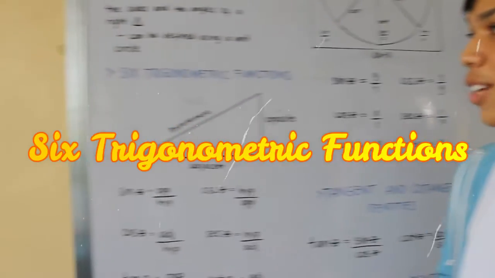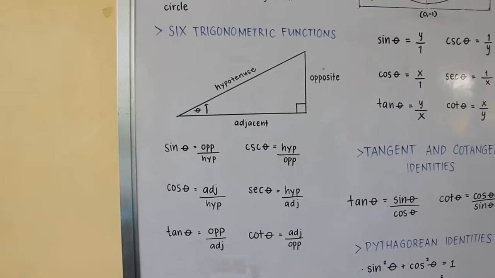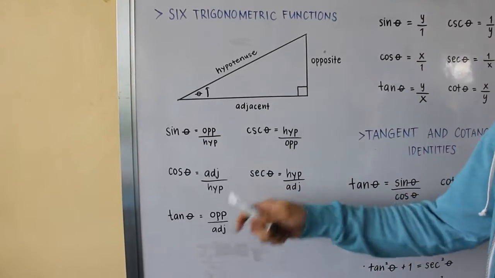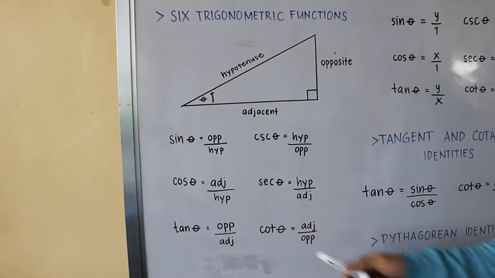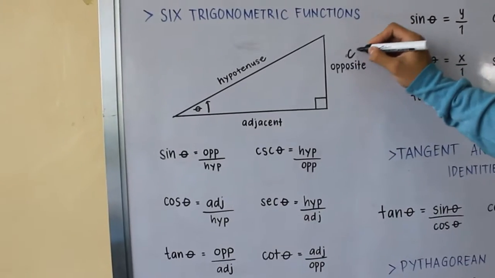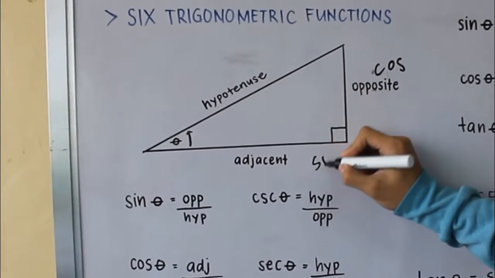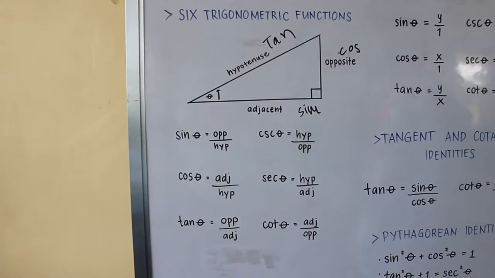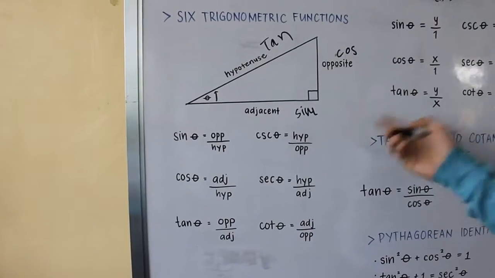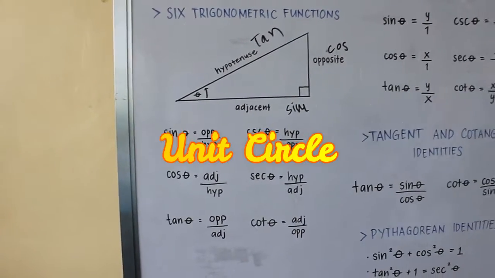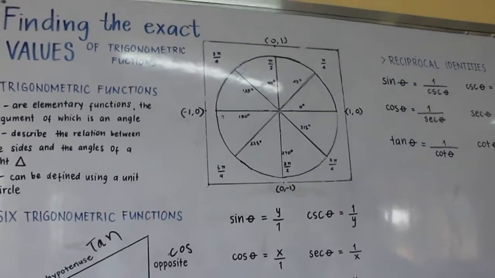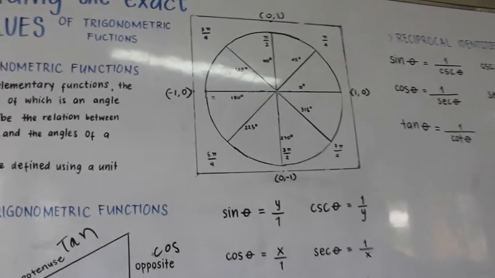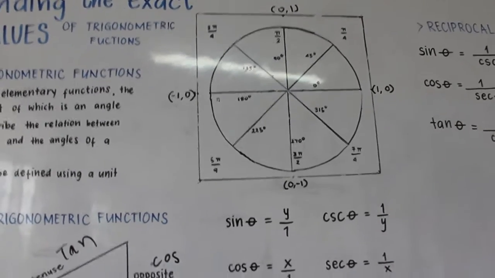So in these 6 trigonometric functions, we can find the values of the circular functions, namely sine, cosine, tangent, cosecant, secant, and cotangent. So here is cosine, and here is sine, and here is tan, while the other 3 are the reciprocals of the cosine, sine, and tangent. Now let's go to the unit circle. Here we can use the unit circle to get the values for sine, cosine, tangent, cosecant, secant, and cotangent.